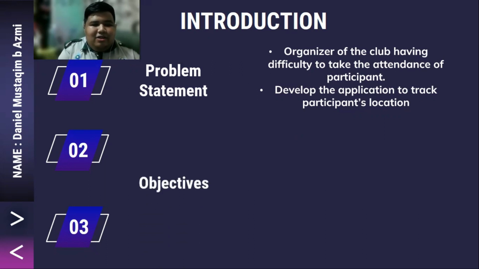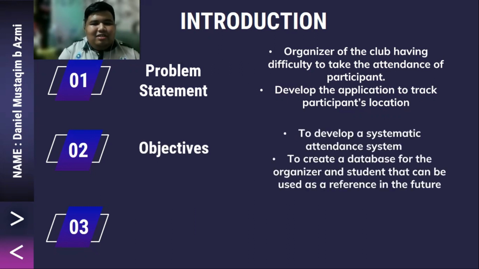The main objective of our project is to develop a systematic attendance system that records who attends online classes, online activities and face-to-face activities, and also provides a list of who does not attend the program. We also want to create a database for the organizer and the student that can be used as a reference in the future, because we also provide the merit details.